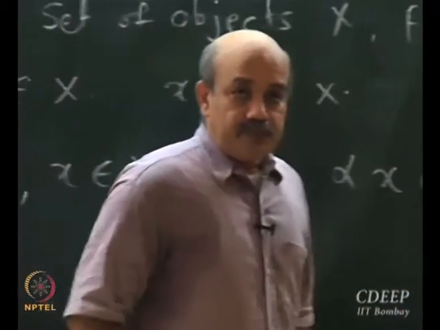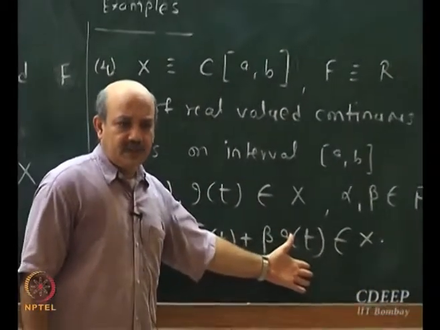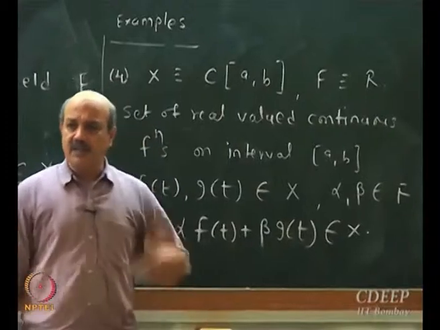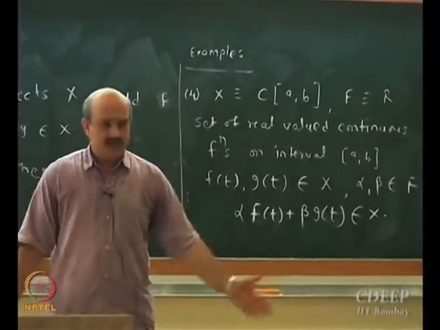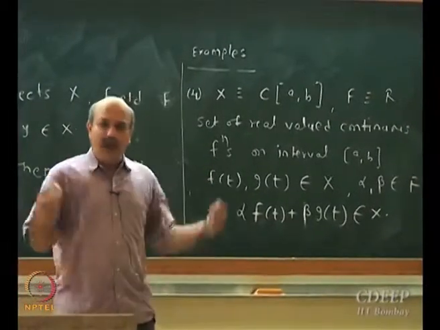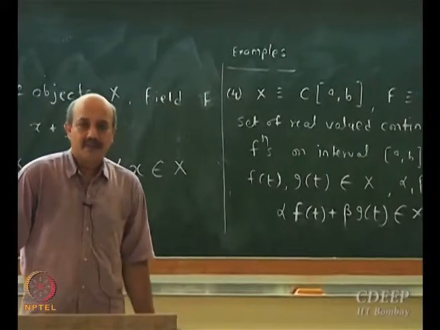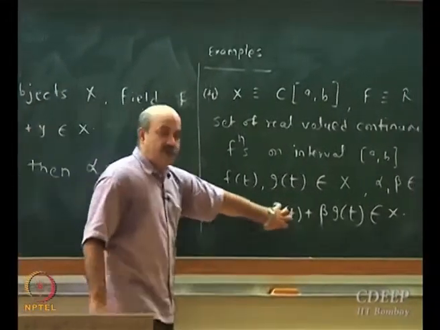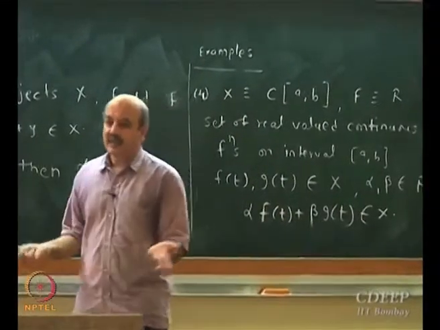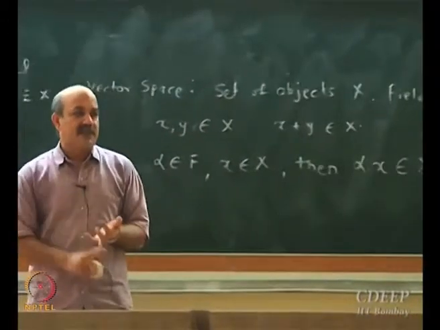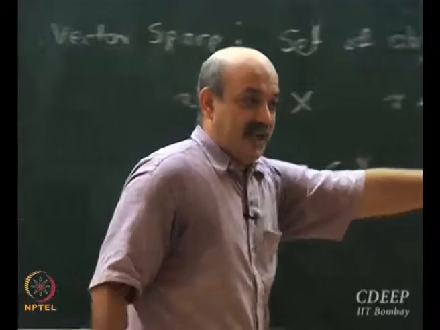Okay, do you agree with me? If I take a continuous function and multiply it by a scalar, will it still be a continuous function? It will still be a continuous function, right? If I add to a continuous function, will the addition be continuous? If f(t) is continuous and g(t) is continuous, adding two continuous functions, I still get a continuous function. So scalar multiplication, vector addition, both properties hold in this abstract set.